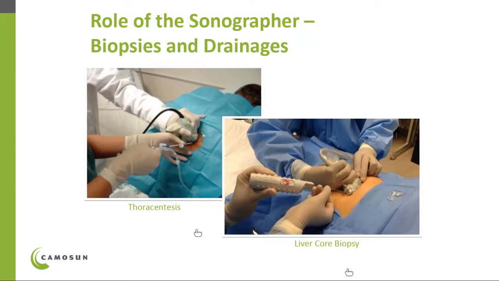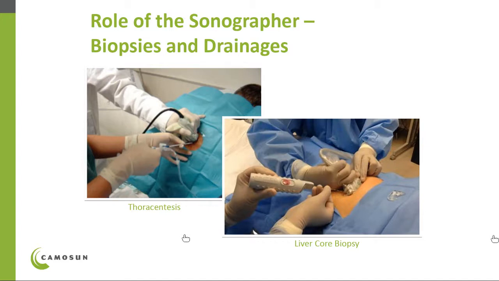Yeah, and we also participate in biopsies and drainages. So in these pictures, the hands that you're seeing are all physicians. And what we do is we would run the machine on the side and set up the sterile trays for them. So you'll learn aseptic and sterile technique to help do these sorts of procedures in hospital.